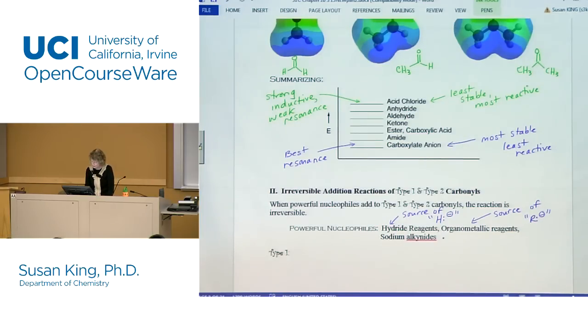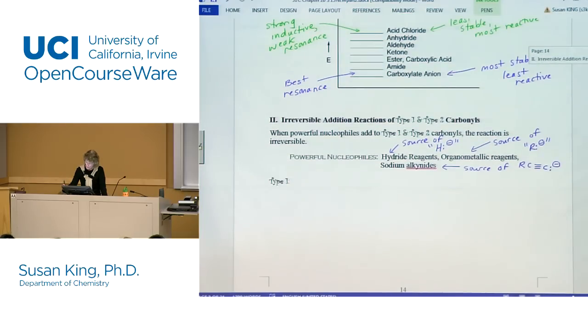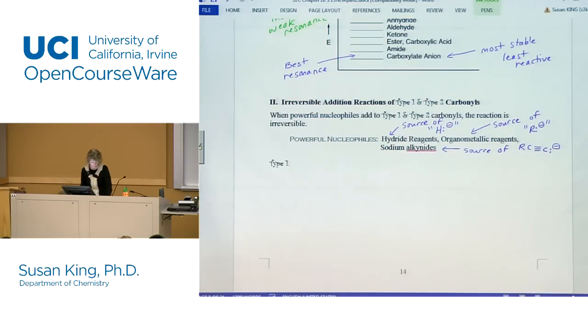And then sodium alkanides, which we talked about in chapter 11. Remember, this is a source of deprotonated terminal alkynes. So these will also add to carbonyls. You're familiar with that reagent, but we haven't talked about their reaction with carbonyls. But I bet most people would be able to predict what happens without me even telling you anything. All right, so let's look at a type 1 example here.